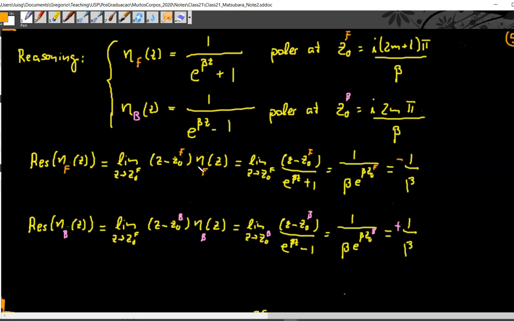So the reasoning is as this. Let's say that I have a complex function that looks like my Fermi distribution if I take real values of this variable v. But this is defined in a complex plane, okay? So where are the poles of these functions? Of course, the poles are where this diverges, so when this equals minus 1.